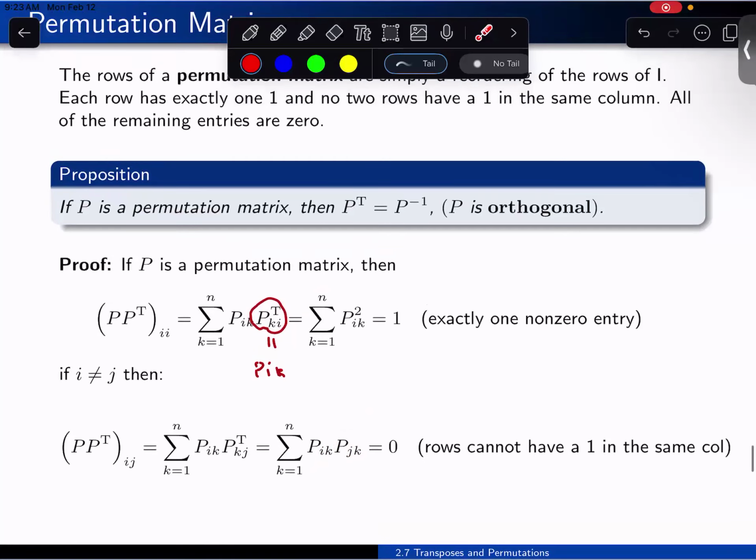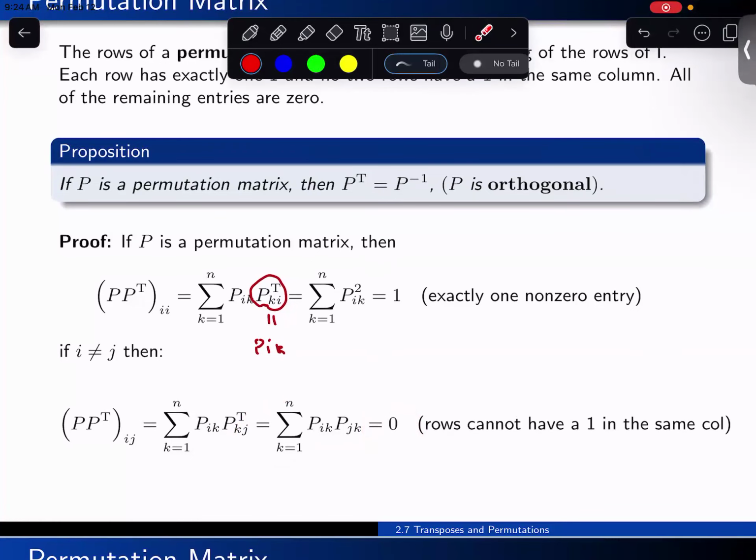The key observation is that the rows cannot have a 1 in the same column, because it's a permutation matrix. Every single column can only have a single 1 in it, otherwise it wouldn't be a permutation matrix. So you get a dot product of the following form: something like 0 times 1 plus 0 times 1 plus 0 times 0, and so you end up just getting 0. This proves that the product of these two matrices gives you the identity. On the diagonal you always get 1s, and off the diagonal every other entry is 0, so it has to be the identity matrix.